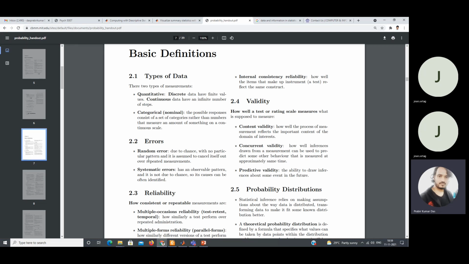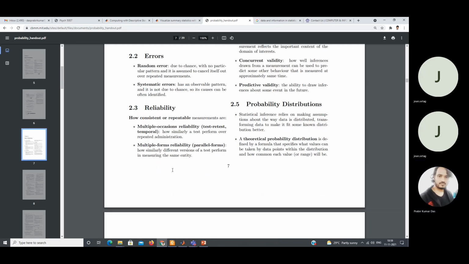So there could be two kinds of error: random error or systematic error. And reliability means how similarly a test performs over repeated administration. Suppose you designed a diabetic test. How reliable is your test method?